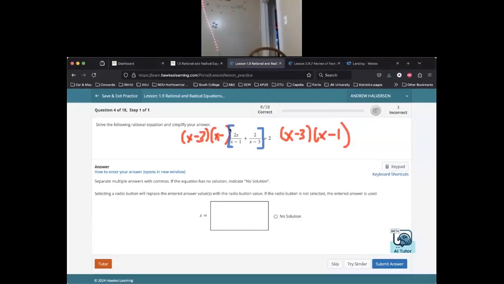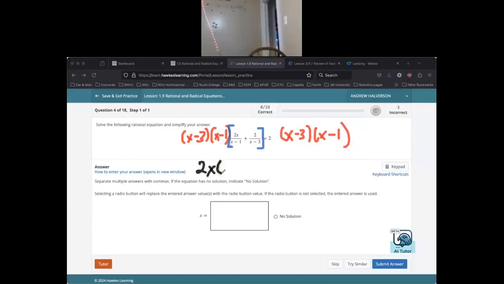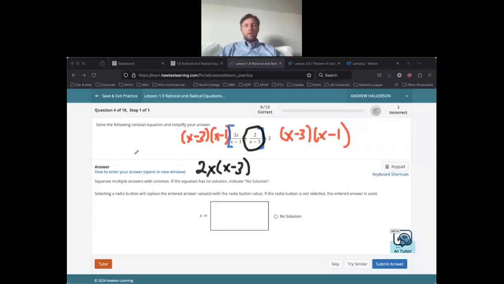Pardon me, I kind of erased a couple things. Okay, so what does that leave? The 2x from the top, multiplying the x minus 3 that's left behind. So 2x times x minus 3. Now how about this part right here? Well, that x minus 3 is going to cancel with that, leaving the x minus 1 and the 2.